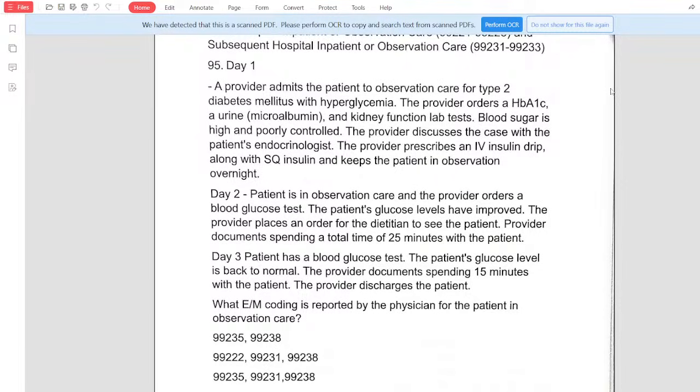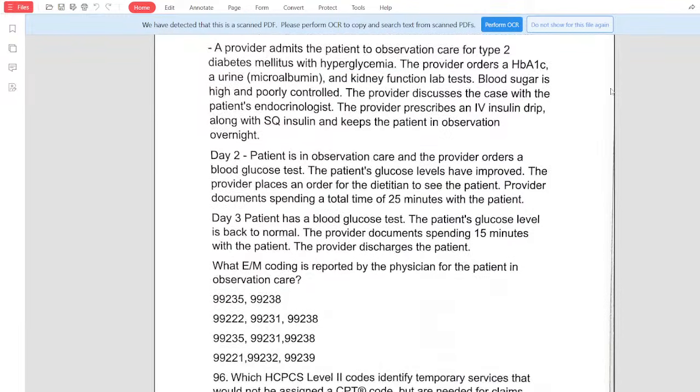Yeah, Venu, C is the correct answer. Very good. Very good, Sandeep. B is the correct answer.